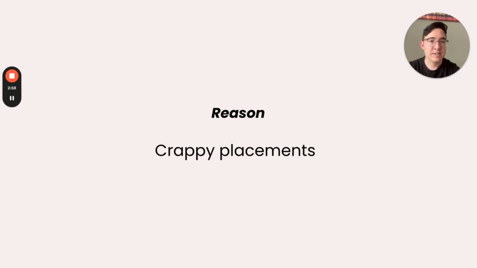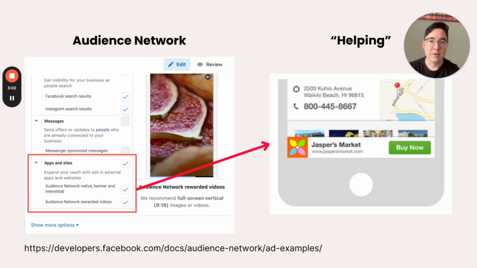The second reason I see is a lot of people accidentally choose really crappy placements. Advantage Plus is really popular these days in terms of targeting, but in lead generation, it can really work against you because it will have apps and sites, which are the audience network, turned on by default. And what you'll find is that your ads will show up in very helpful places, which are not helpful at all. They're basically garbage placements.